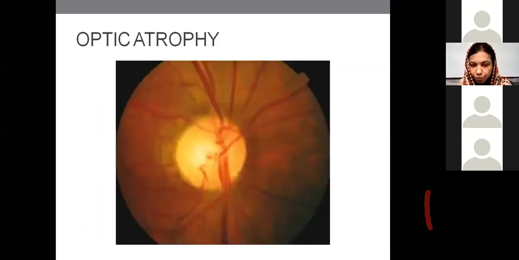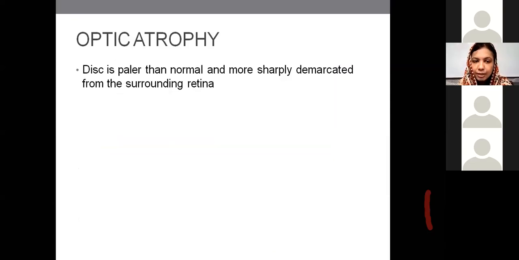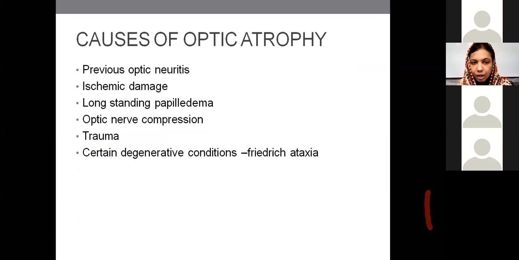This is the optic atrophy. The disc margins are very clear, sharp, demarcated, right? Disc is paler than normal and more sharply demarcated from the surrounding retina. Causes of optic atrophy include previous optic neuritis, ischemic damage, long-standing papilledema, optic nerve compression, trauma, certain degenerative conditions like Friedreich's ataxia. So cranial nerve 2 examination ke aspect se humne assess kiya visual acuity, color vision, field of vision, pupillary light reflex and the fundoscopic examination.